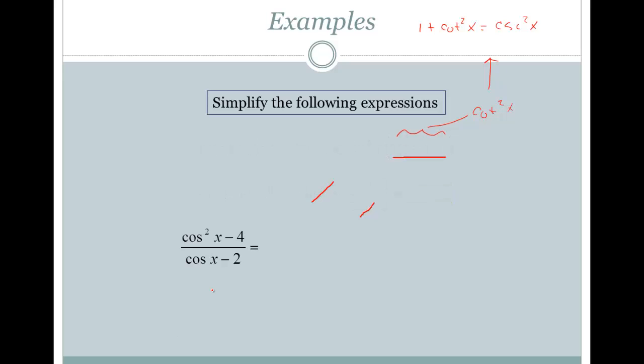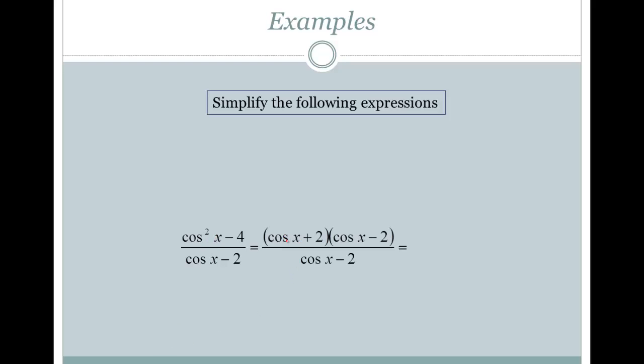Cosine squared x minus 4 over cosine x minus 2. Here we can do some factoring. We can factor the top because we have the difference of two squares. So again, just because we're doing trig doesn't mean we're not going to use some of our basic rules that we already know. So let's factor the top. If we do that, cosine x plus 2 times cosine x minus 2, these two terms are going to cancel, and we're just going to get cosine x plus 2.